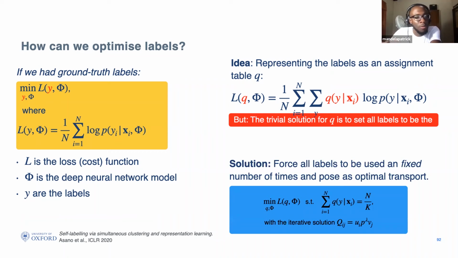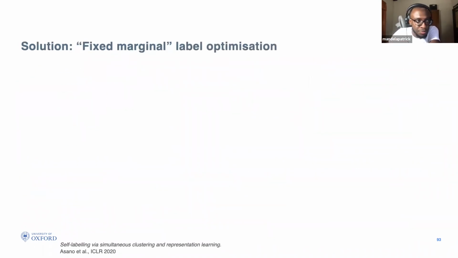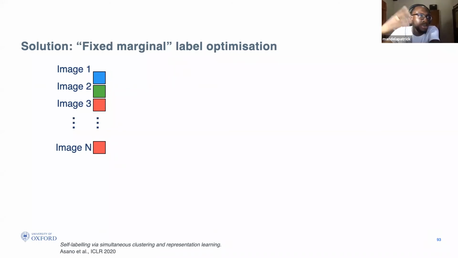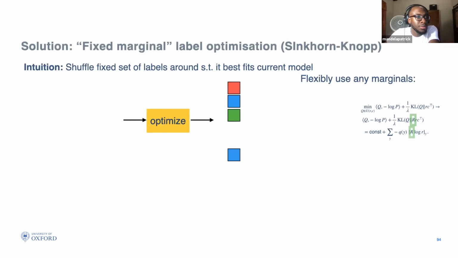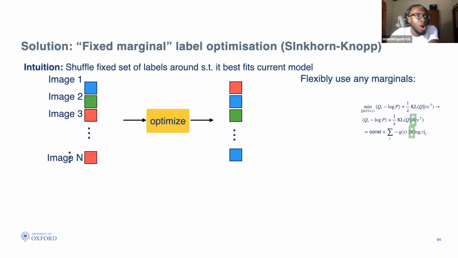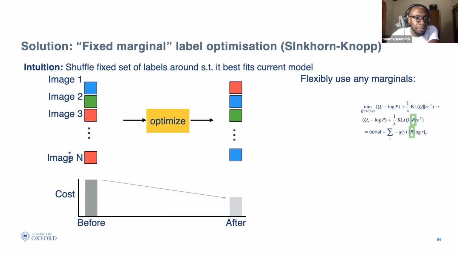So what we did is enforce a constraint where we force the labels to be used an equal number of times. We enforce an equipartitioning constraint, and that can be solved efficiently using an optimal transport objective. Let's say we have a set of images 1 to n. We want to assign some semantic label to each image. Given our current model parameters, we find the optimal permutation of the labels that maximizes this objective. And then over time, this should decrease.